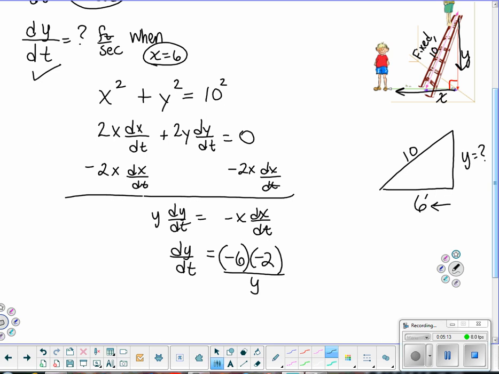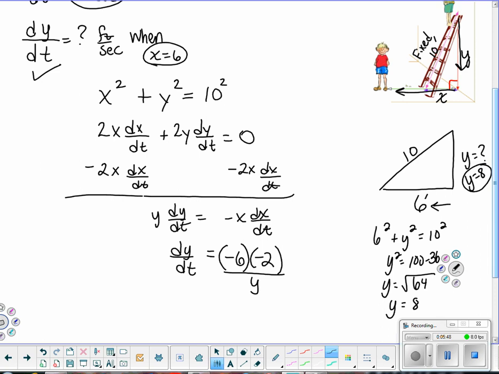The ladder's not changing, so we can do the Pythagorean theorem to solve this, right? So it's going to be 6 squared plus y squared equals 10 squared, or y squared equals 100 minus 36, or y equals the square root of 64. Surprise, surprise, it's an 8. Isn't that a Pythagorean triple? It is, isn't it? A 6, 8, 10 triangle.